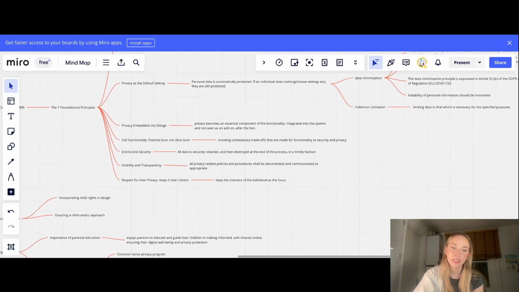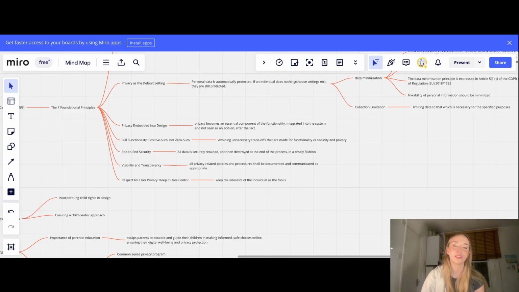The next pillars are privacy embedded into design. Privacy becomes an essential component of the functionality and design, integrated into the system and not seen as an add-on after the fact. So designing with privacy in mind. Full functionality, positive sum, not zero sum, avoiding unnecessary trade-offs that are made for functionality versus security and privacy. End-to-end security, all data securely retained and then destroyed at the end of the process in a timely fashion. Important, in a timely fashion.